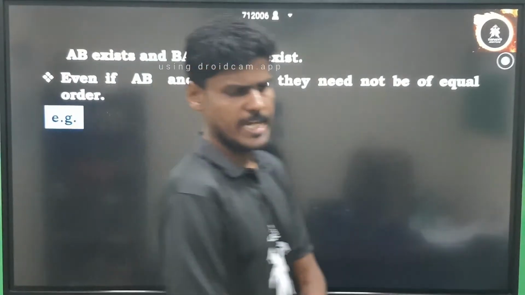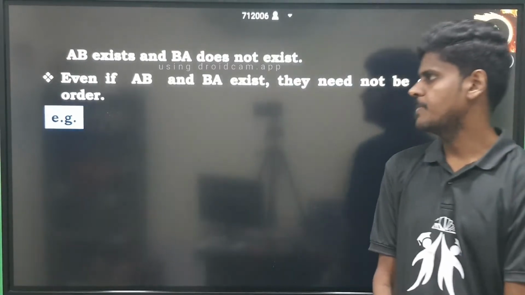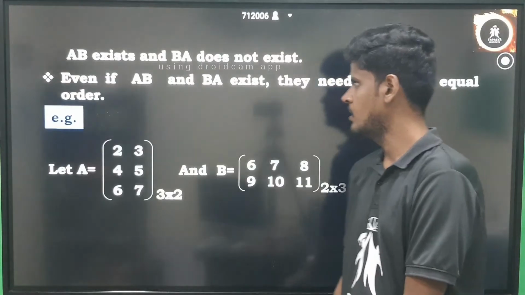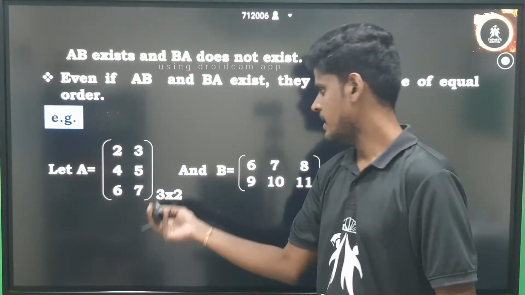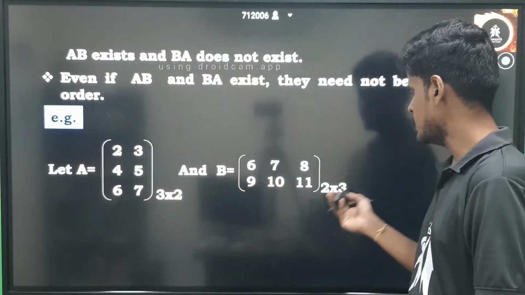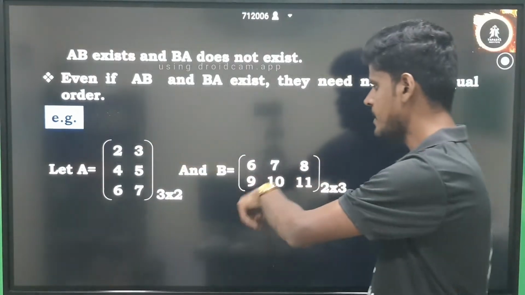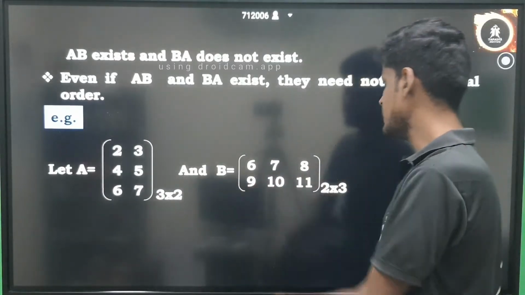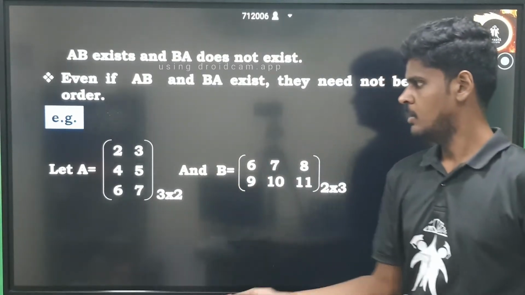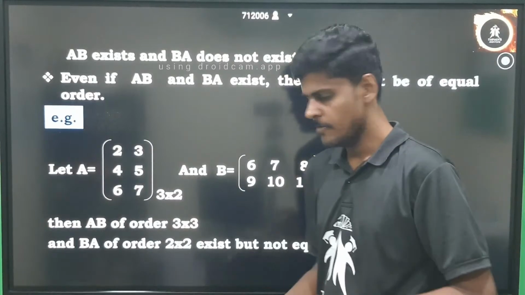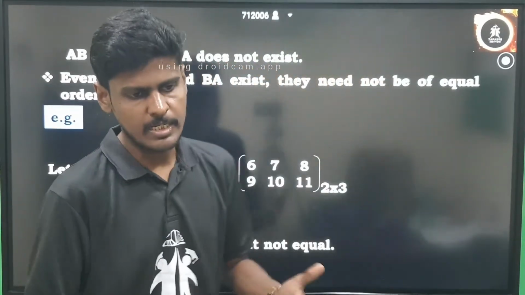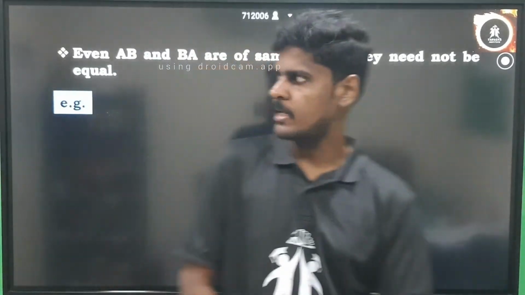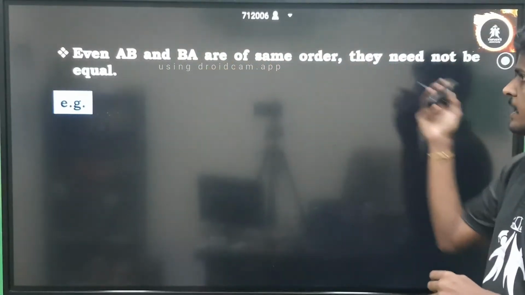Even if AB and BA exist, the values of both need not be equal. And they need not be of the same order also. For example, A matrix is 3 cross 2, B matrix is 2 cross 3. What will be AB matrix? The 2 will get cancelled, so 3 cross 3. What will be BA matrix? That will be 2 cross 2. Which means the order is not the same, so obviously AB and BA are not equal. Now AB and BA are not of the same order, so they need not be equal.